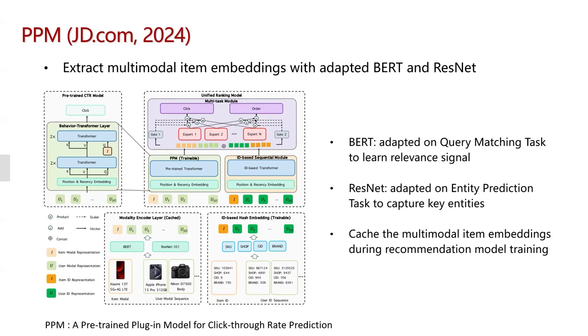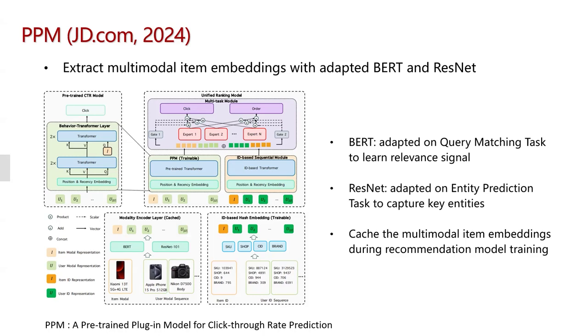right? And for example, the ResNet backbone is usually pre-trained on many popular datasets, for example, ImageNet. And the performance may also be suboptimal on our product datasets, right? So this paper adapted these models on their industrial datasets and designed some tasks to adapt them. They use a query matching task to learn the relevance signal to make BERT better capture the relevance between the query and the document.